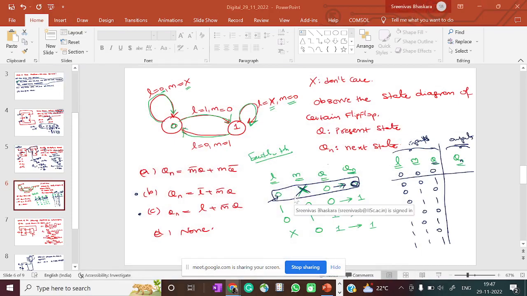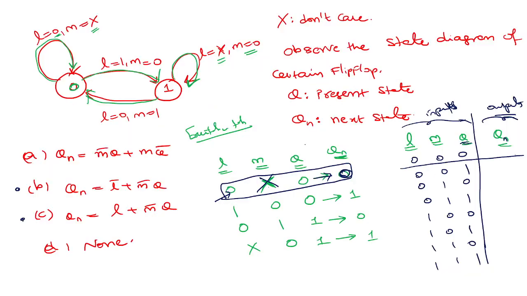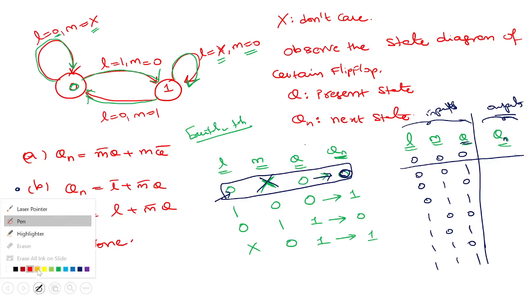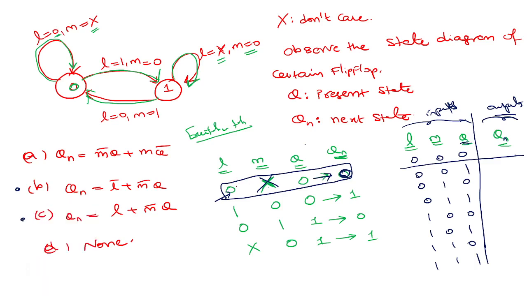Okay, now you see this here. Let me put it in slideshow mode. Now, what does it mean? If you are at 0 and you apply L equal to 0, M equal to don't care, what are they saying? M can be 0 or M can be 1. Correct? If you are at 0 and you apply L equal to 0, M equal to 0, or L equal to 0, M equal to 1, then you will move to 0.